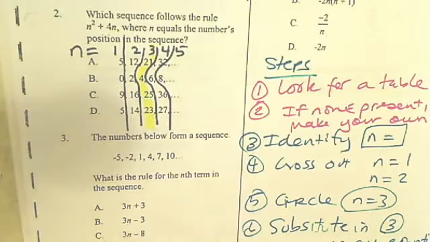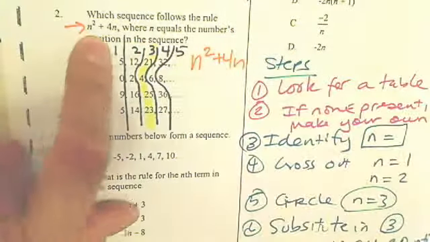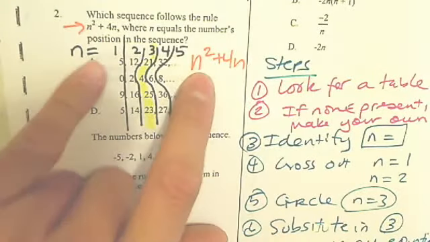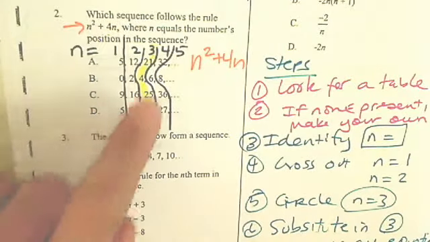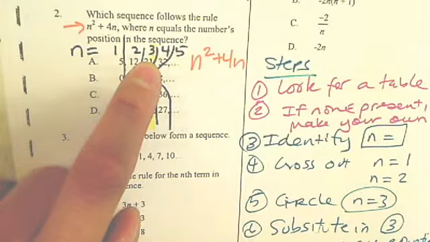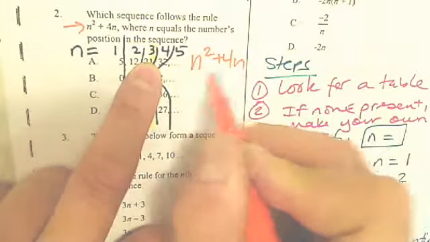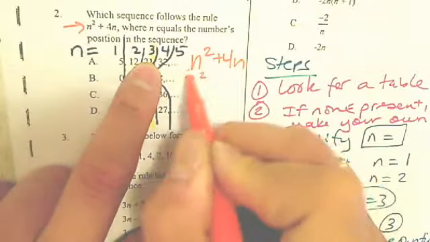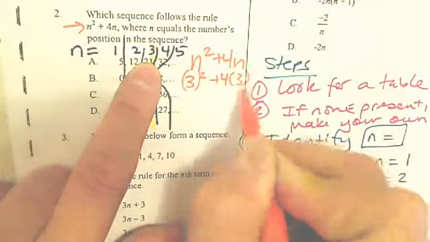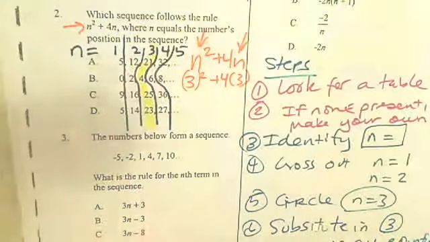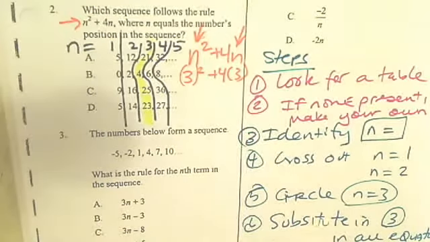What equation do I need to solve for? N squared plus 4n, right? I got that from the equation here. I'm substituting in 3. I'm going to put it right here twice. 3 squared plus 4 times 3. So n goes once and twice. So I'm putting the 3 where the n's go.